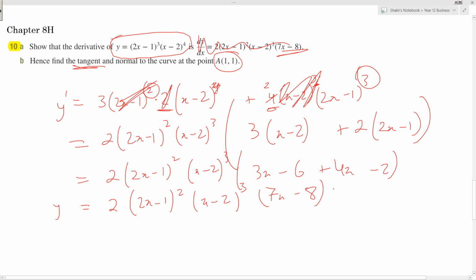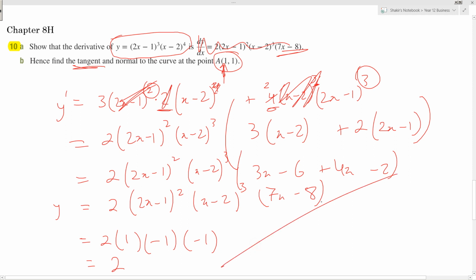Now, remember, I do need to find the gradient at the point x equals 1. That's what I'm trying to find. So let's sub x equals 1 in. If I sub x equals 1 in, what do I get? 2 times 1 is 2. 2 minus 1 is 1. 1 squared is just 1. 1 minus 2 is negative 1. Negative 1 cubed is negative 1. 7 times 1 is 7. 7 minus 8 is negative 1. And so my gradient is going to be negative 1 times negative 1, which makes a positive, it's just going to be 2.